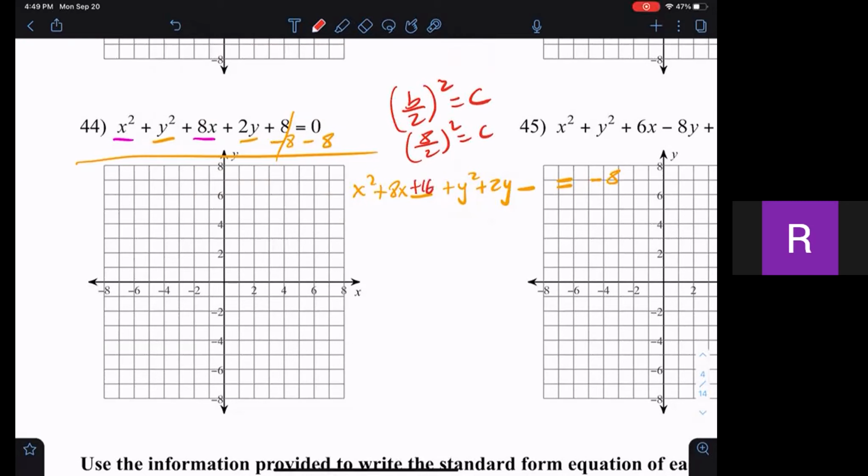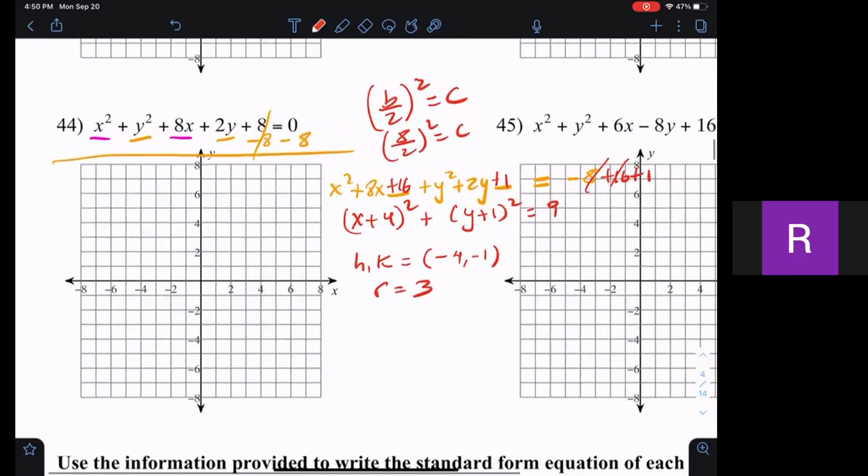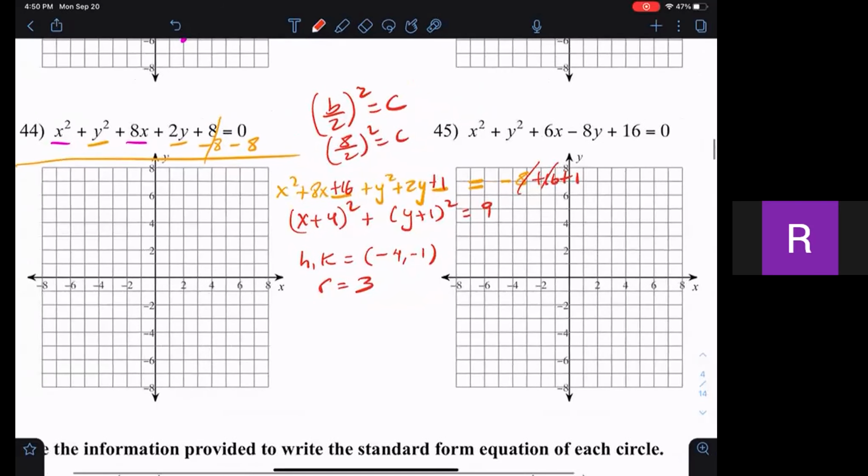This is going to be 2 divided by 2 is 1. 1 squared is just 1. So add 16 here, add 1 here, and this is going to be x plus 4 squared plus y plus 1 squared equals 9. So that's it. The center h, k is -4, -1, and the radius is 3. Okay? And you can graph it, right? -4, -1. And then you count 3 units up, 3 units to the right, 3 units to the left, 3 units down, and you trace it.